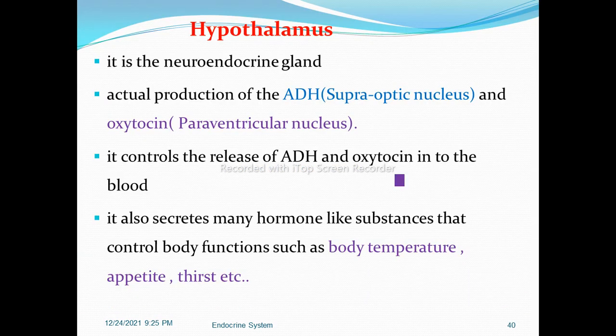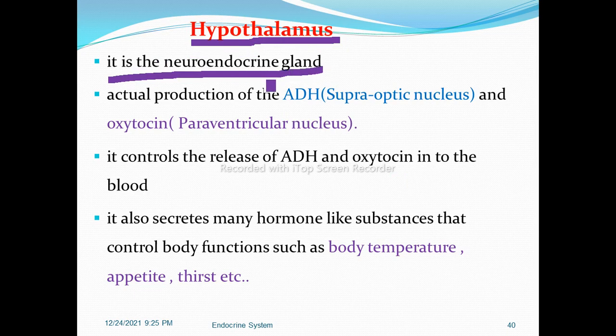The other gland is the hypothalamus. The hypothalamus is known as a neuroendocrine gland because it has endocrine as well as nervous tissue. The actual production of the antidiuretic hormone is in the supraoptic nucleus, and oxytocin in the paraventricular nucleus.